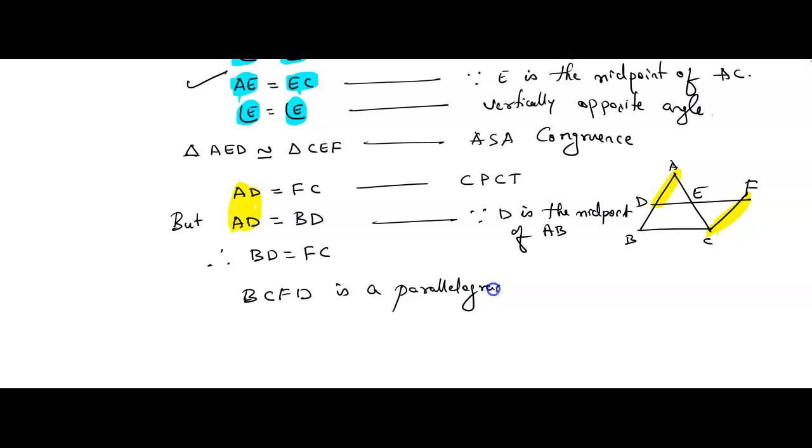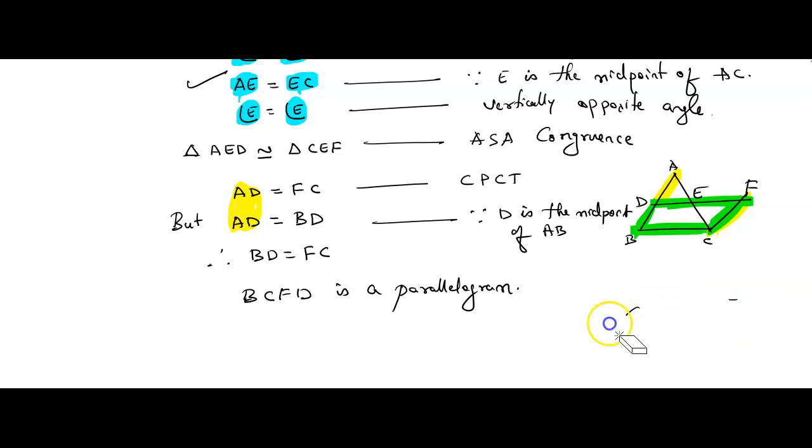Are you getting it? Now we can say this BCFD region is a parallelogram. Understood? What is the property of a parallelogram? Opposite sides should be parallel. This side should be parallel to this, and this side should be parallel to this. Here we said that BD is equal to FC. Both are parallel as well as equal. And also BC and DF are parallel, but still we have not shown that these both are parallel.